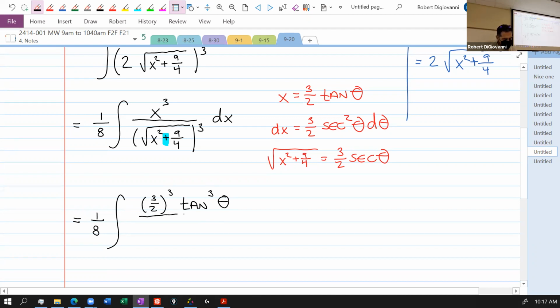Over, now be careful here. The square root of all this here is 3/2 secant theta. But we have to cube it, don't we? So I'm going to cube the 3/2, and then I'm going to take the secant theta and cube that. So that takes care of the bottom. I'm still missing what? dx. dx was 3/2 secant squared theta d theta.